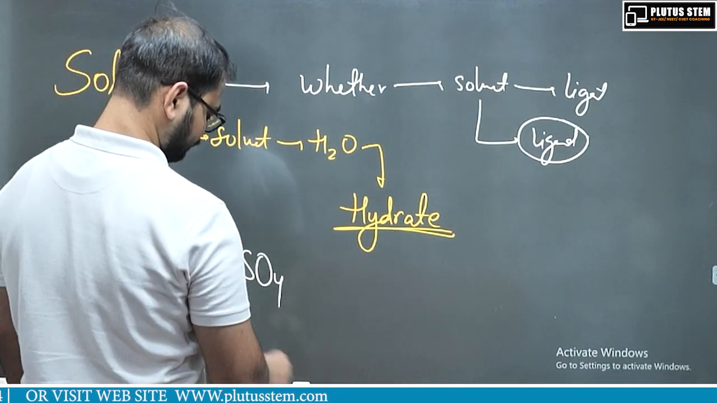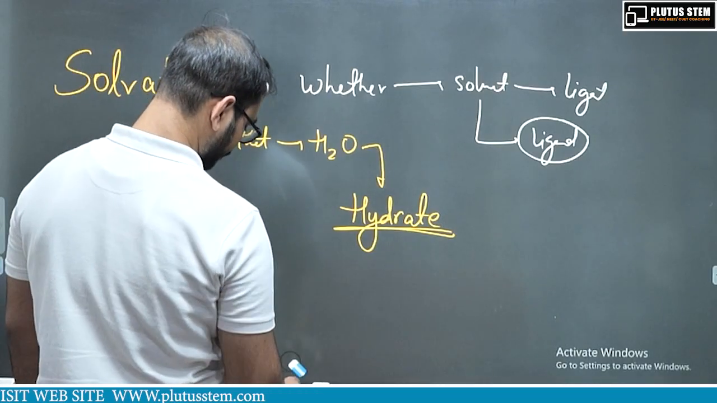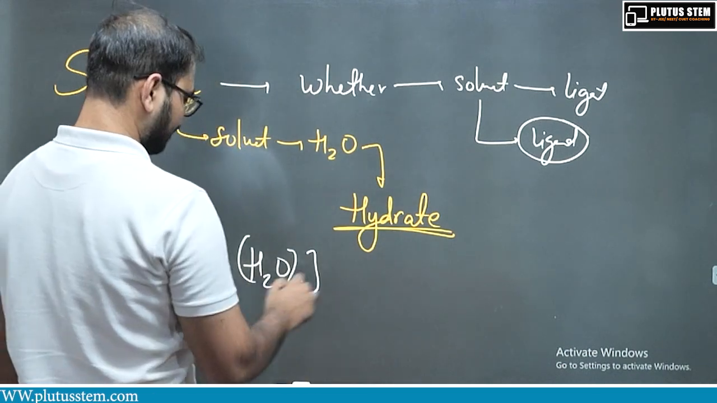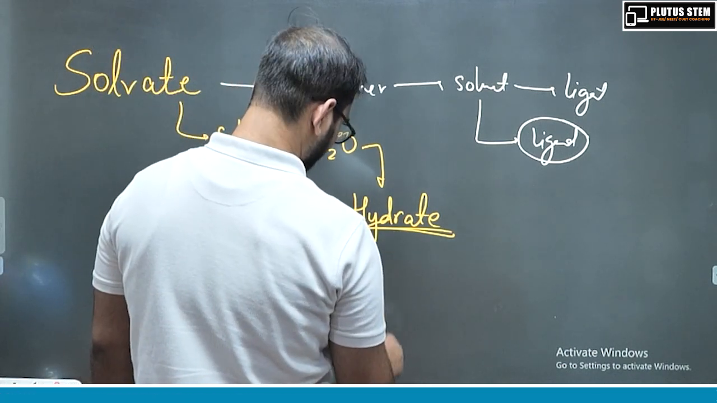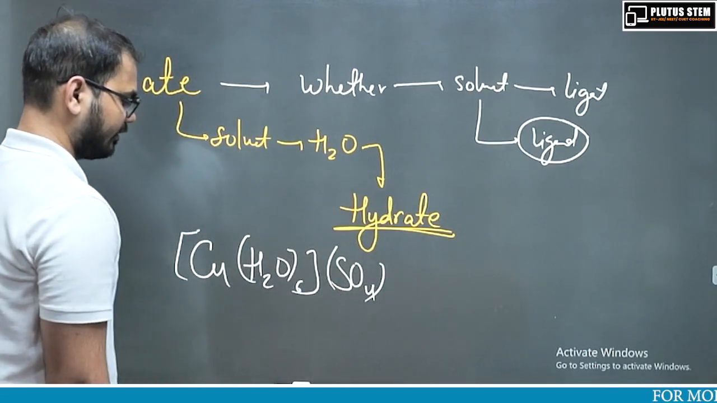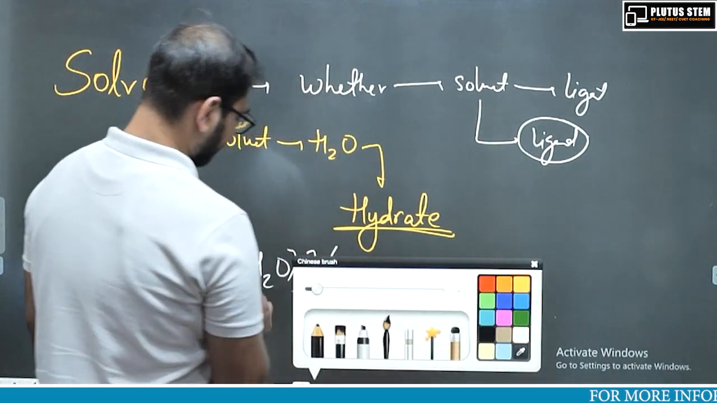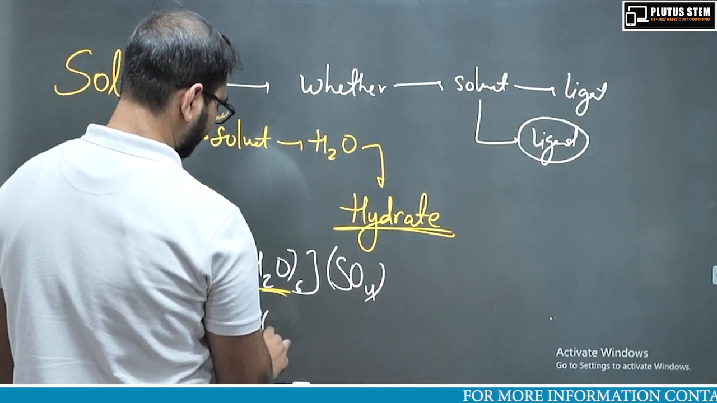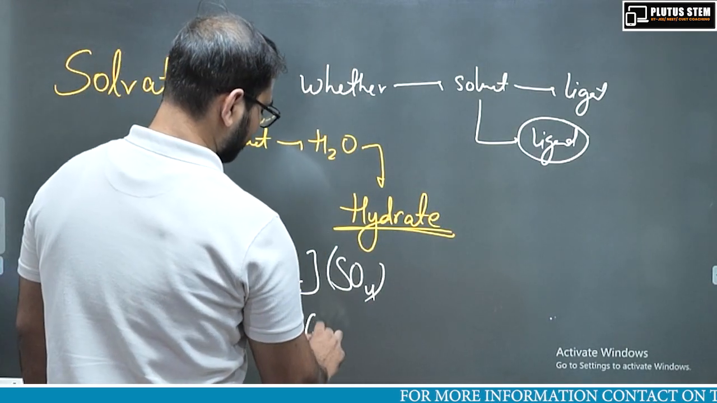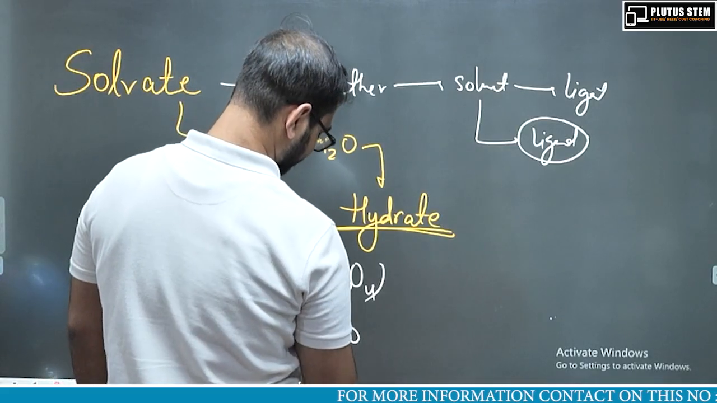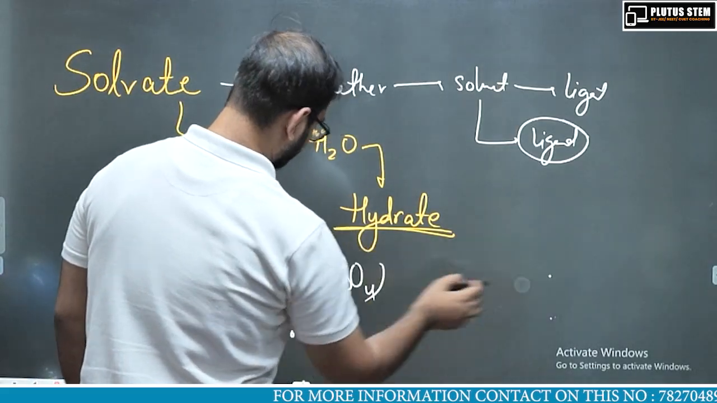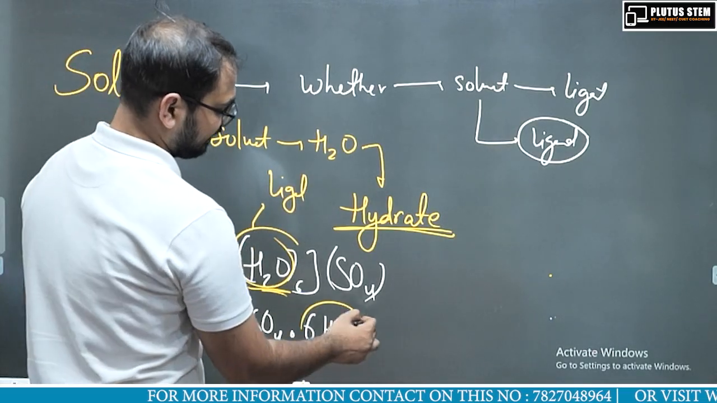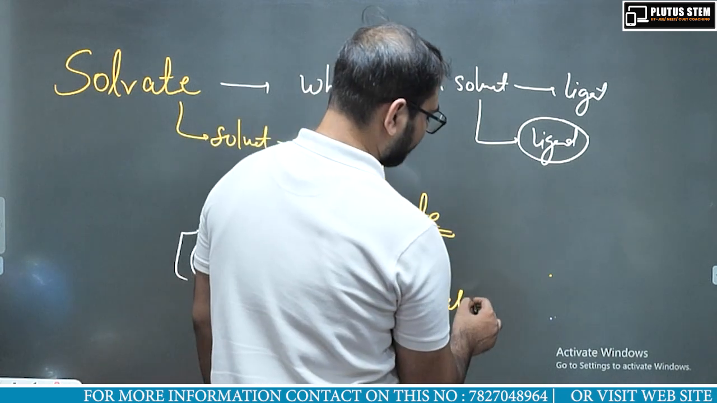Example for the case of CuSO4, sorry, copper H2O whole 6, and this is SO4 here. Now here the water is acting as a ligand. In another example, you can have CuSO4, which is copper sulfate with 6H2O. Here, water in the case of the first complex is acting as a ligand, but in the second case, it is acting as water of crystallization.